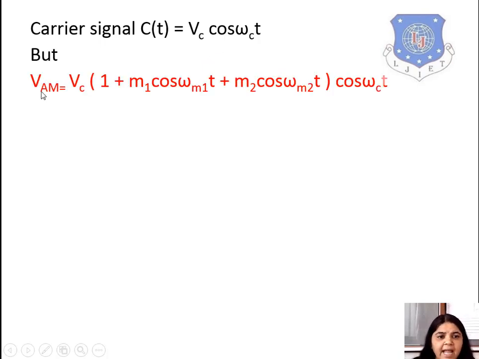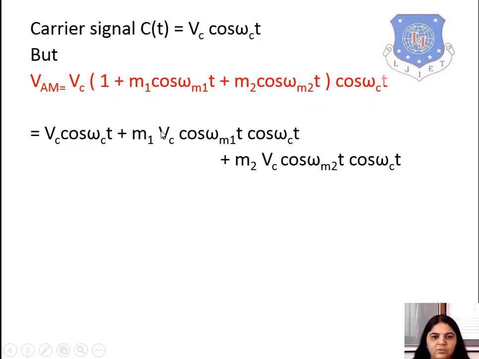We know that the amplitude modulated wave is equal to Vc in bracket 1 plus small m cos omega m1t, cos omega ct, in the earlier case where only one modulating signal is there. Over here we are taking two modulating signals. So it is Vc in bracket 1 plus the one modulating signal having modulation index m1, so it is m1 cos omega m1t, plus the other modulating signal having modulation index m2, so it is m2 cos omega m2t, into cos omega ct.